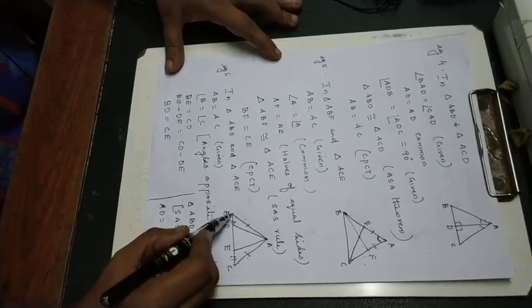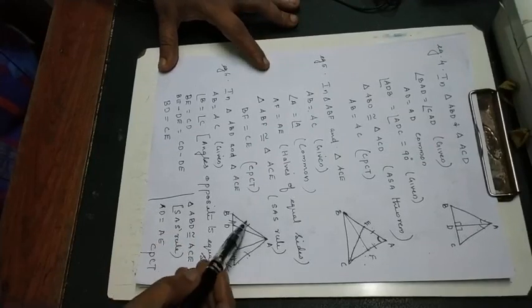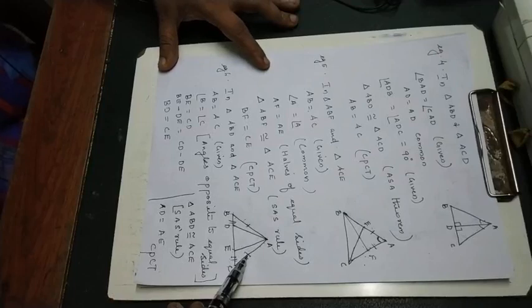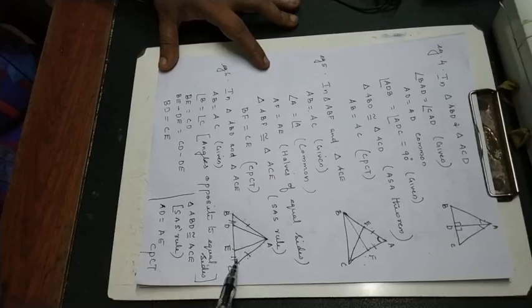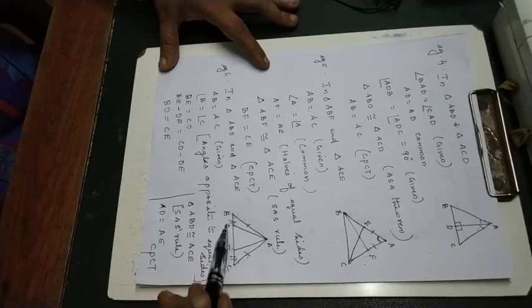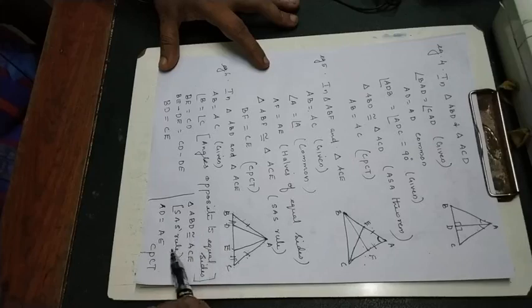So which triangle we took? ABD and ACE. In that one AB equal to AC, that is given in the question. Now angle B will be equal to C. The reason is angle opposite to equal sides. Now it is given BE equal to CD. If you subtract DE from both, you will get BD will be equal to CE. So by SAS congruence, these two triangles are congruent and AD equal to AE.